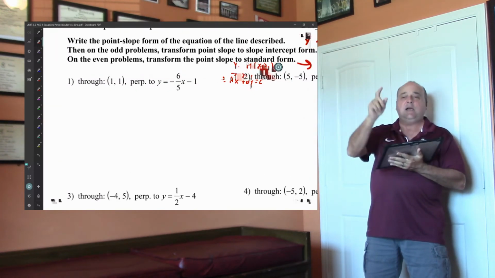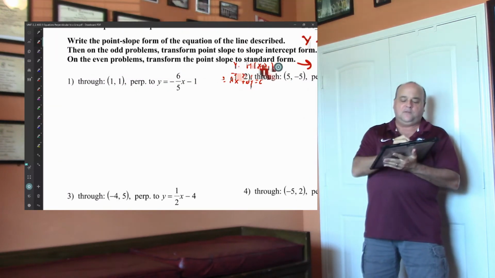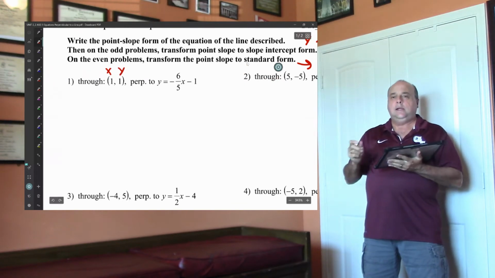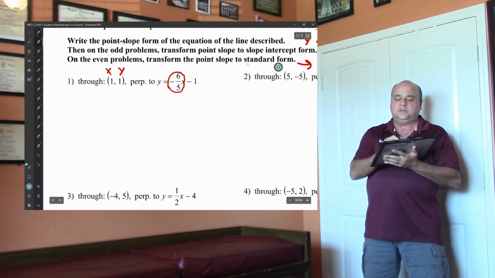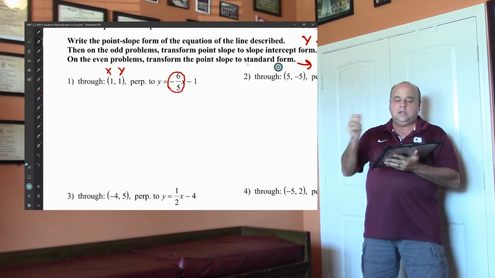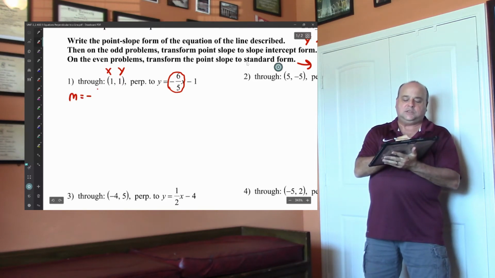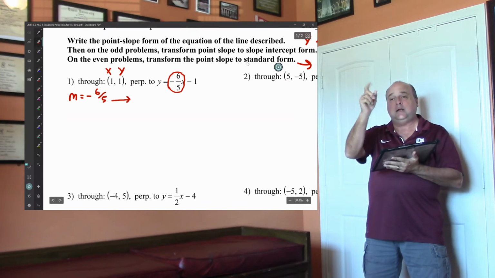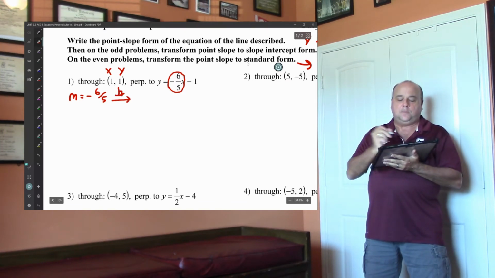You're going to do the same thing you did yesterday. So above the point, put x and y, and then find your slope. Our slope is -6 over 5, right? So I'm going to write down m equals -6 over 5. I'm going to draw an arrow, and then instead of parallel, I'm going to put a perpendicular symbol.